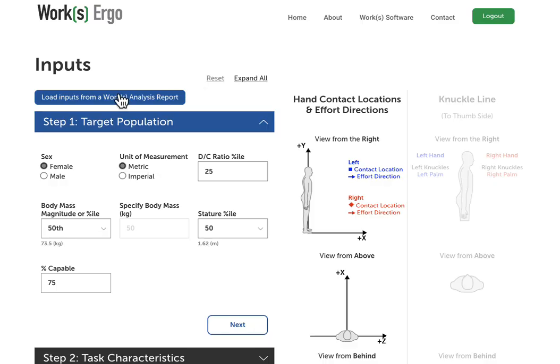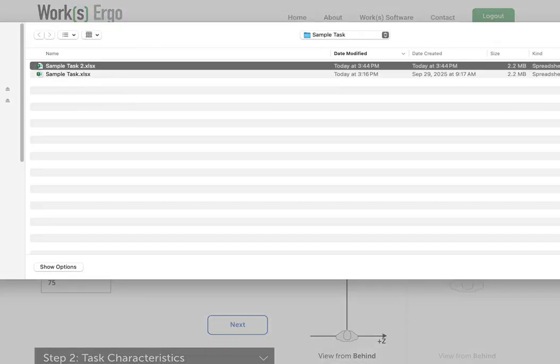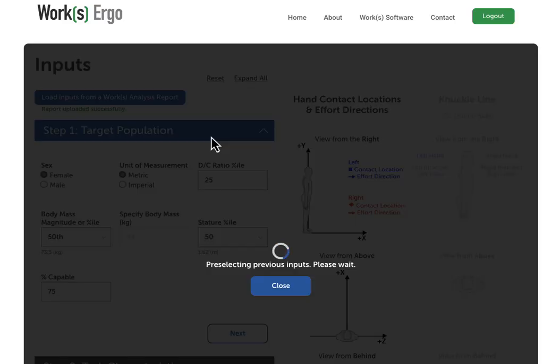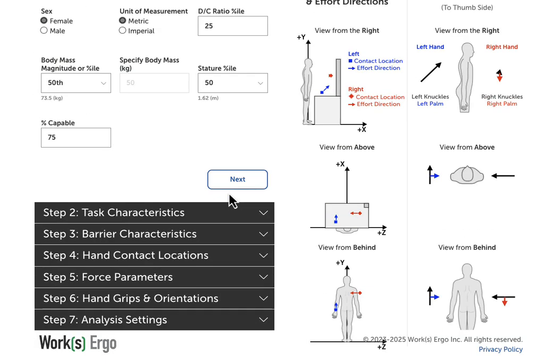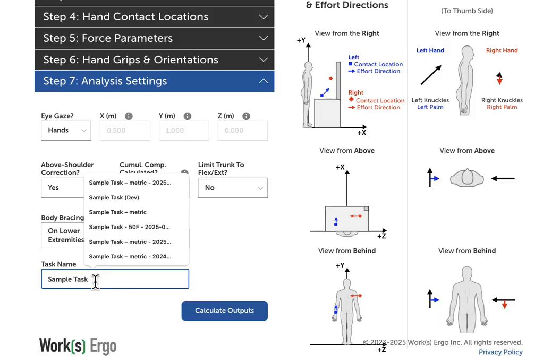And if I want, I can go into this load inputs. I can read in the file that I just created, and it will repopulate. So you can come back and do this later if you like, and then tweak the analysis. And once you do that, it's probably just good to remember to change the file name or the task name here, or at least remember to save it as a different file name once you go to save the file.